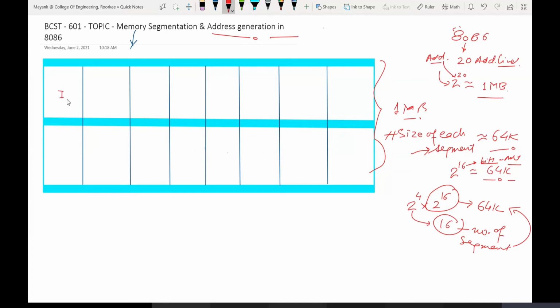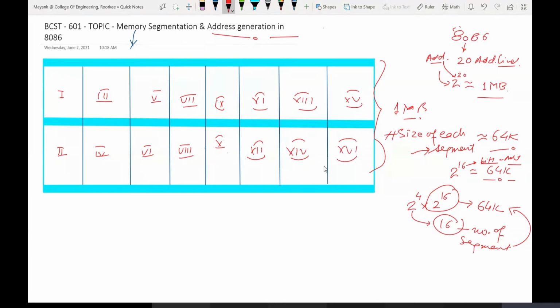Let's say segment number 1, 2, 3, 4, 5, 6, 7, 8, 9, 10, 11, 12, 13, 14, 16. So altogether you can see there are 16 segments, and this is how the memory of 8086 in the segmented form will look like.